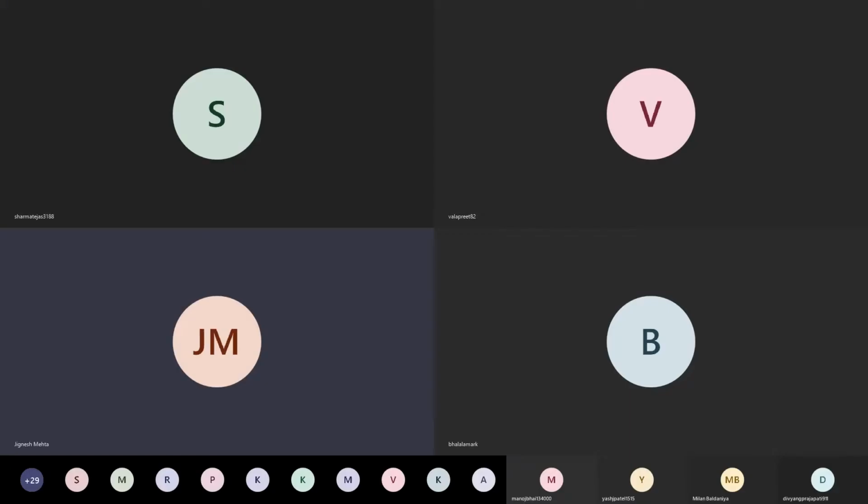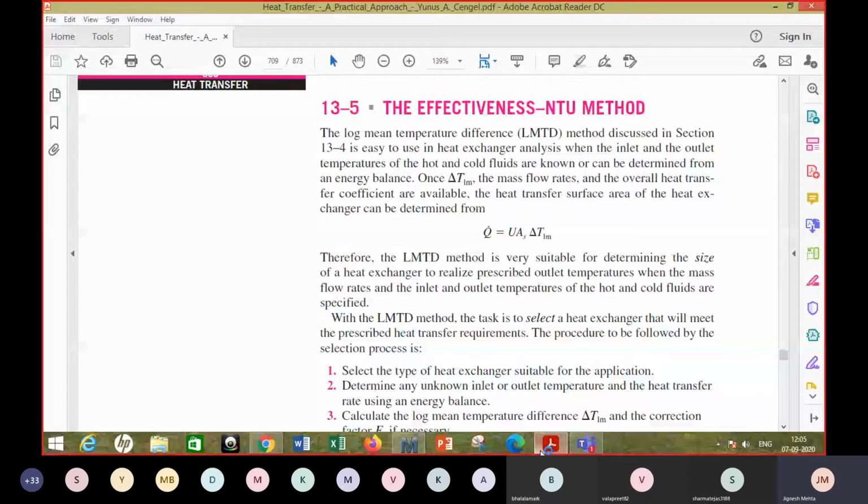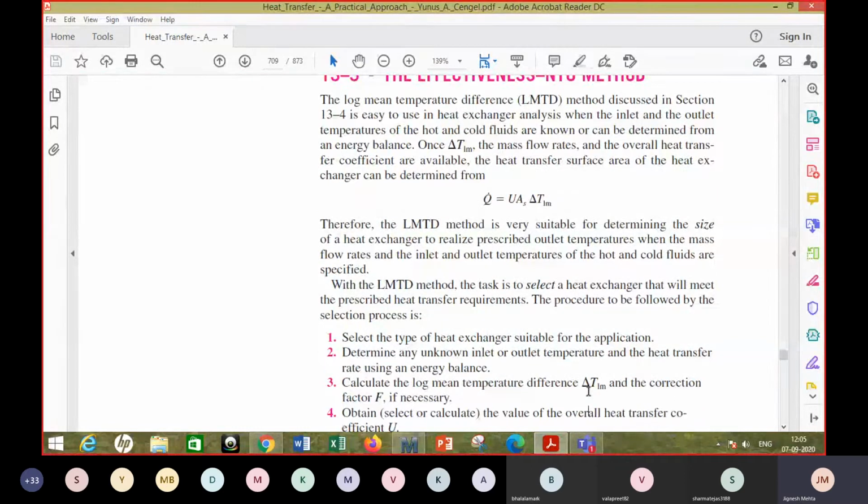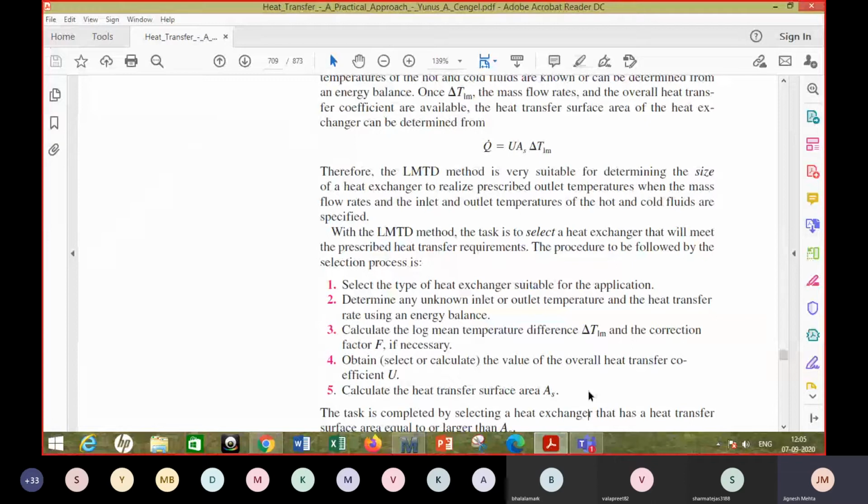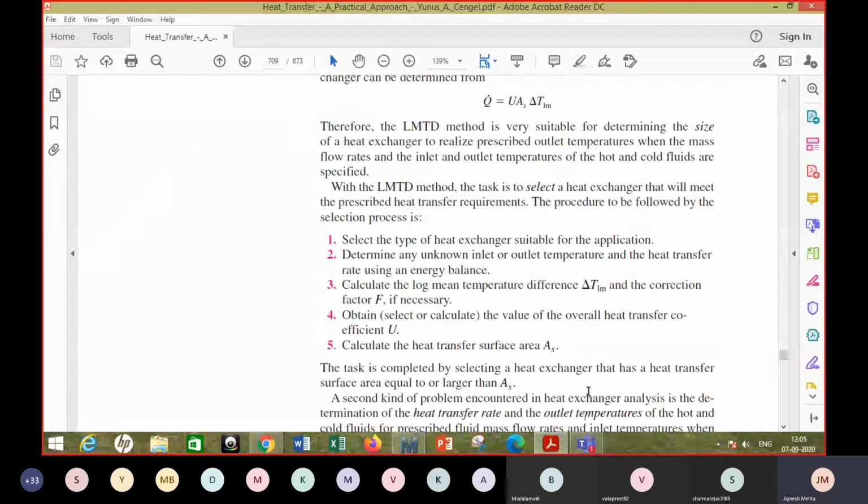So in the previous class, we started talking about the effectiveness-NTU method for analysis of heat exchanger problems. The previous method which was discussed, and examples were solved on that, was the log mean temperature difference method. But the limitation with that method, the LMTD method, is that all four temperatures in the process are known or can be found.